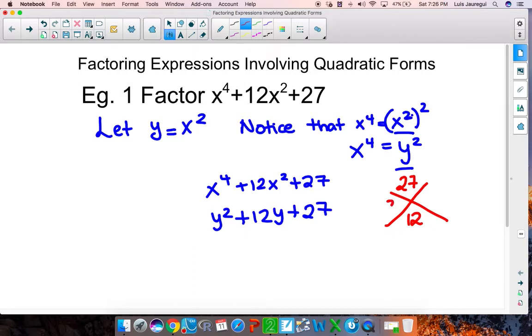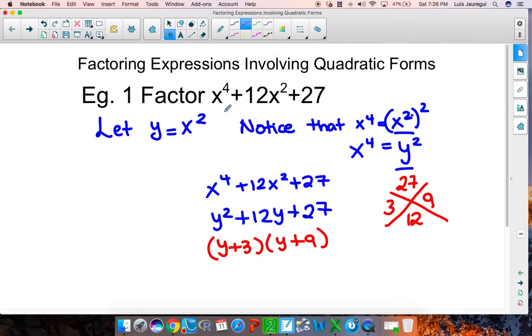Those happen to be 3 and 9. Notice 3 times 9 is 27, and 3 plus 9 gives you the 12. Therefore, we can factor this expression as y plus 3 times y plus 9.